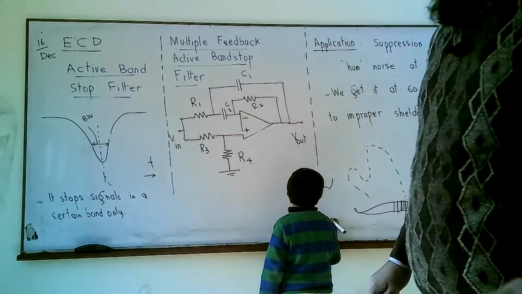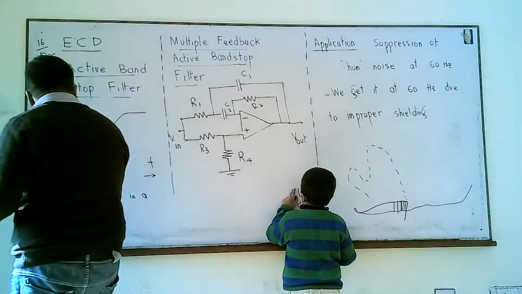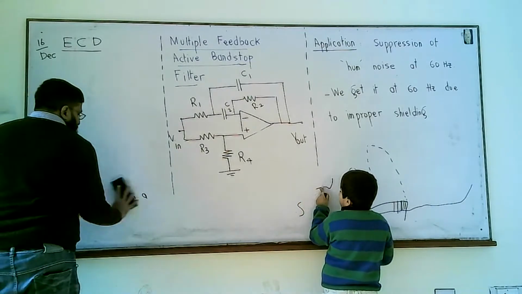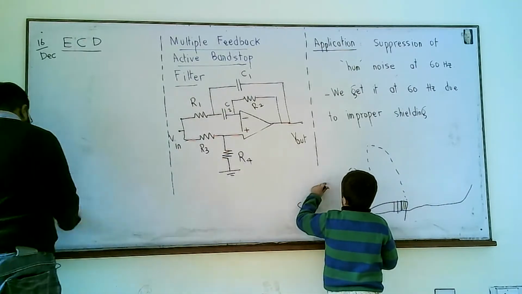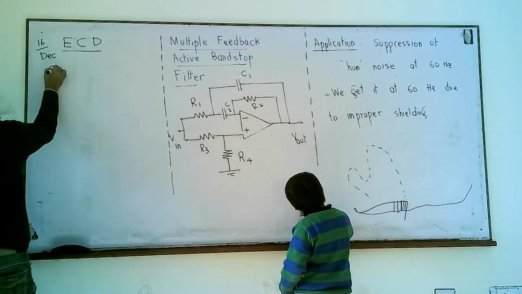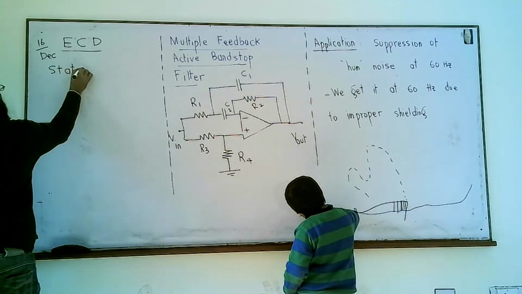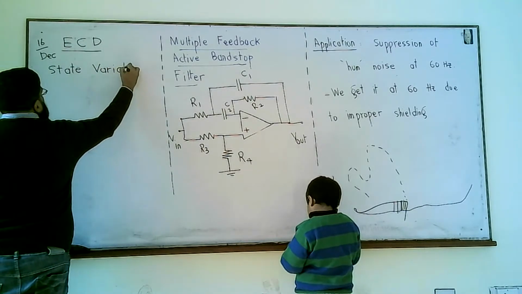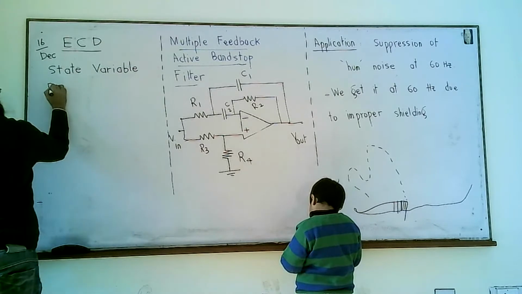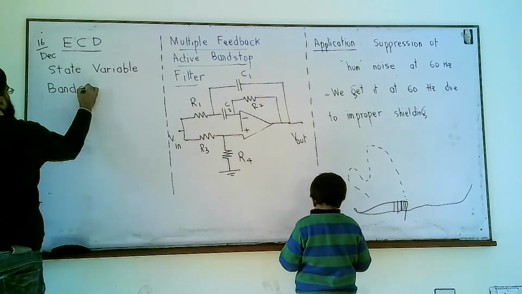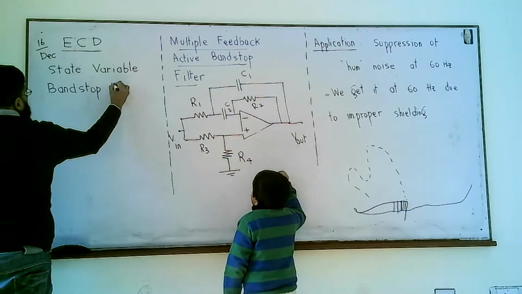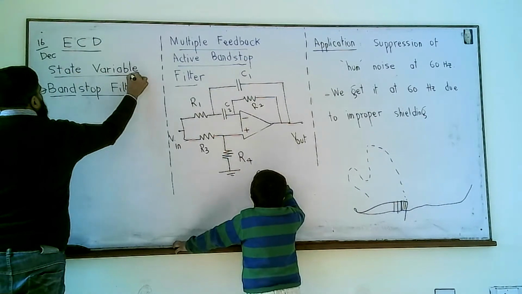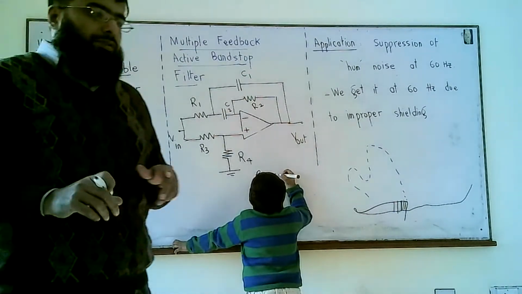So let's start the state variable band stop filter. The last filter we'll study in this lecture is the state variable type band stop filter.